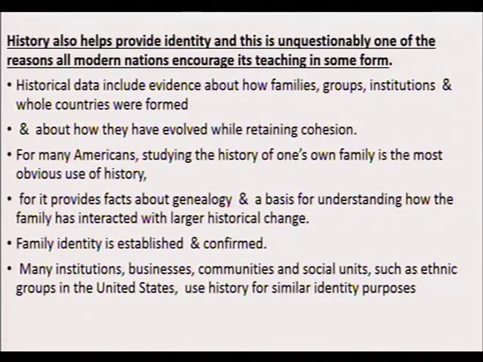Also, we see that many institutions, businesses, communities, and social units, such as ethnic groups in the United States, use history for similar identity purposes.